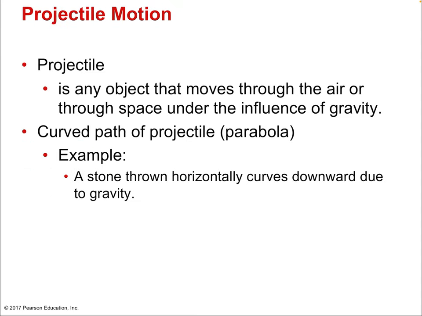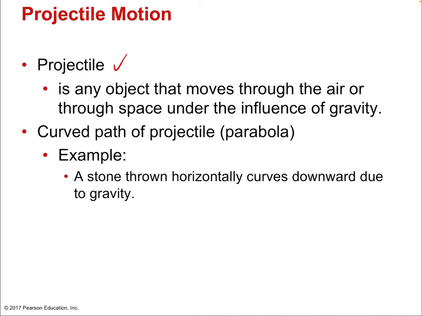Okay, now, projectiles. Why are we moving on to projectiles? Well, because projectiles have weight, so it's a natural transition, and projectiles are going to take us to satellites. Projectiles are basically a perfect example of gravity, because the only force acting on them, if we ignore air resistance, is gravity. So what is a projectile? It's any object that moves through the air or through space under the influence of gravity.